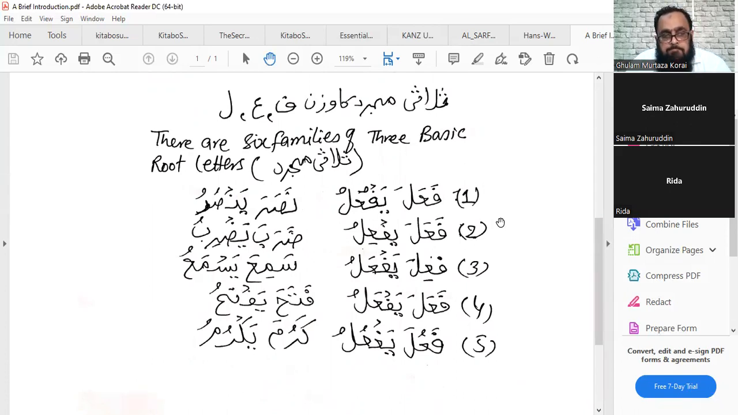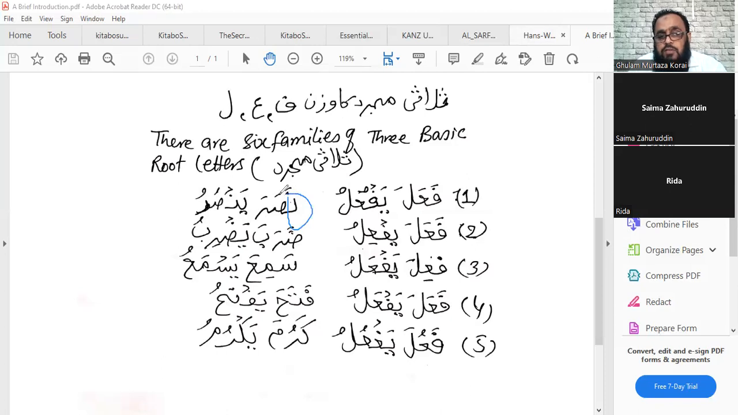Like the first family, it has what? Fatha on fa, ain, lam in mazi, meaning all three letters are maftuh, fa'ala, like nasara. But when it comes to muzare, which gives the sense of present and future tense, the letter ain is going to be mazmoom, like nasara yansuru. Now, if we try to make a comparison, in nasara, in the place of fa, there is noon, okay?